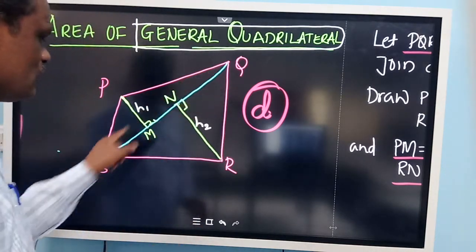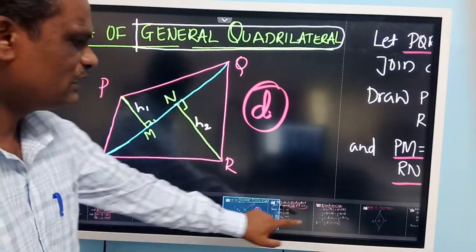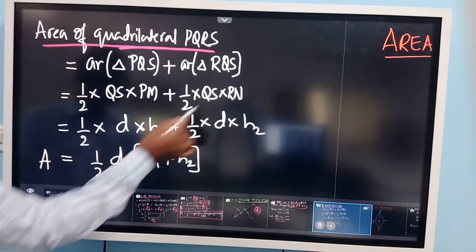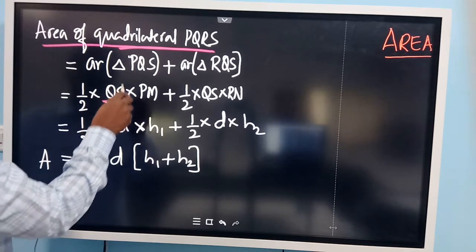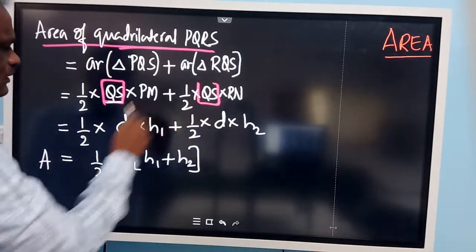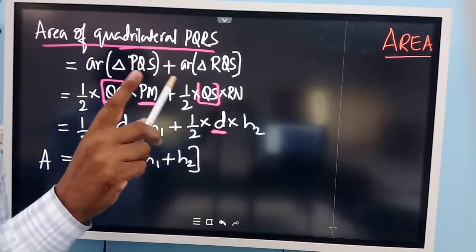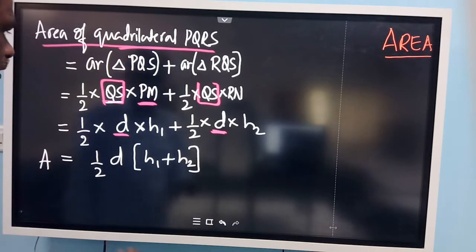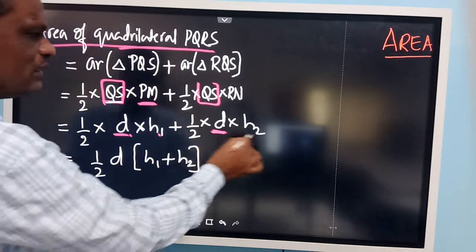Remember that one? QSD, PM H1. So that I have written here. Look at this, QS diagonal D. So here also we have QS, here also you have QS. So both the places I have written diagonal D. And PM is the first perpendicular H1, RN is the second perpendicular H2. So I got half into D into H1, half into D into H2.